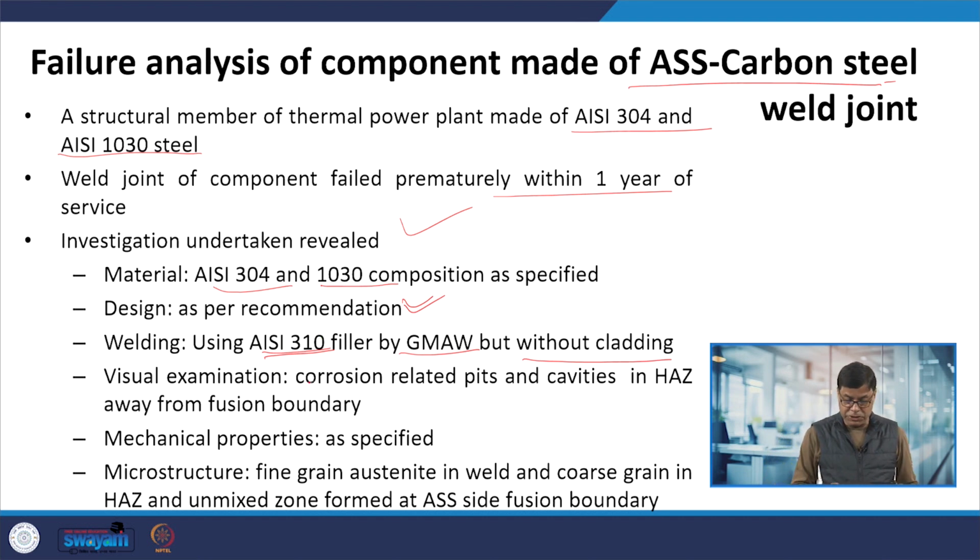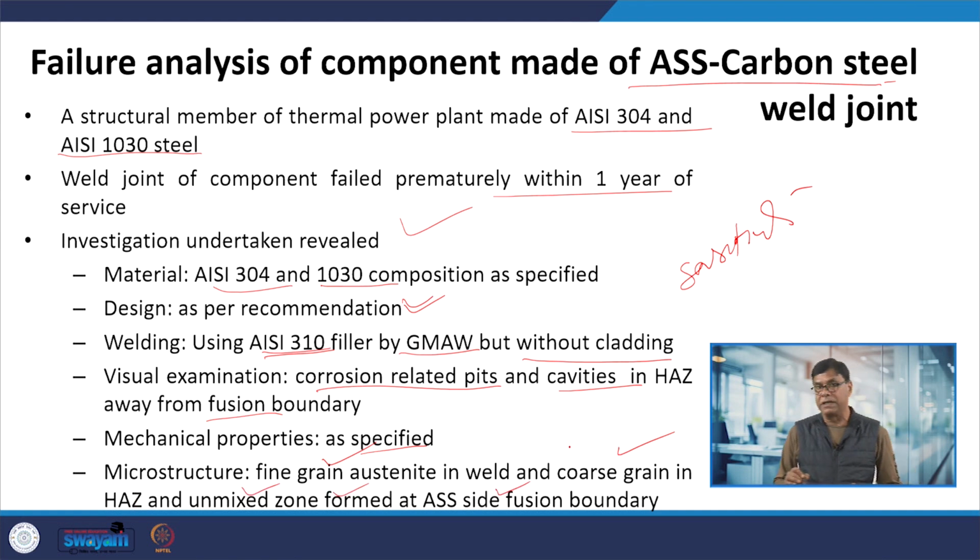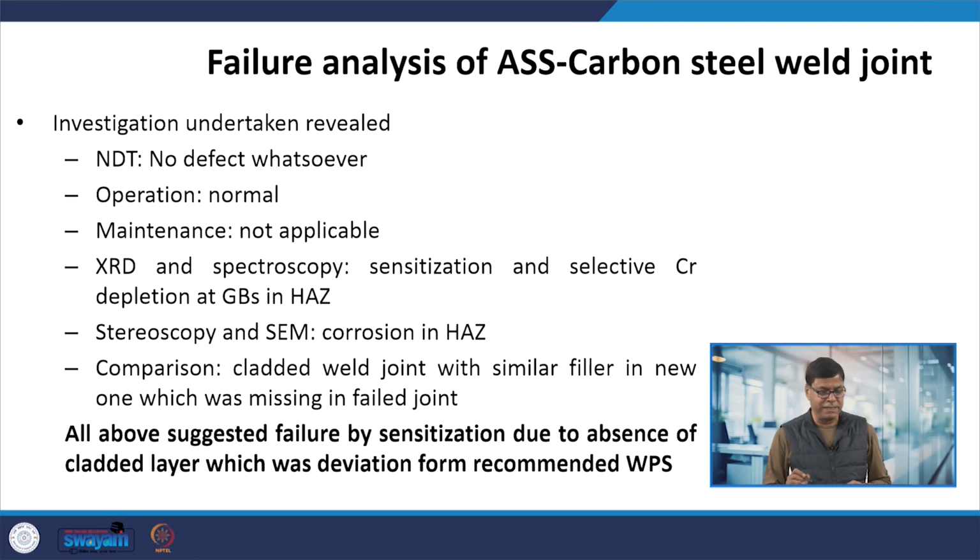Visual examination of the failed component shows corrosion related pits and cavities in the heat affected zone away from the fusion boundary, which is indicating sensitization. Okay. Mechanical properties were as specified. At the same time, grain microstructure of the weld joint and heat affected zone shows fine grained austenite and a coarse grained HAZ, but with an unmixed zone formed on the austenitic stainless steel, that is, the enrichment of carbon and other alloying elements near the fusion boundary on the austenitic steel side.